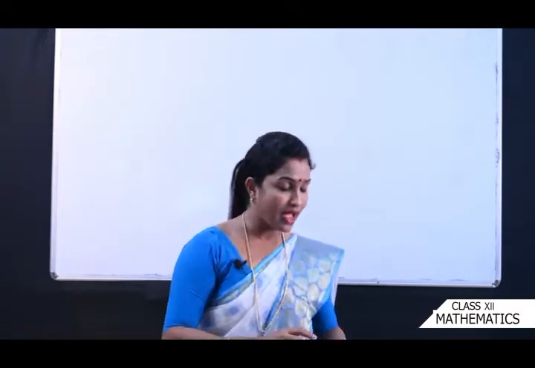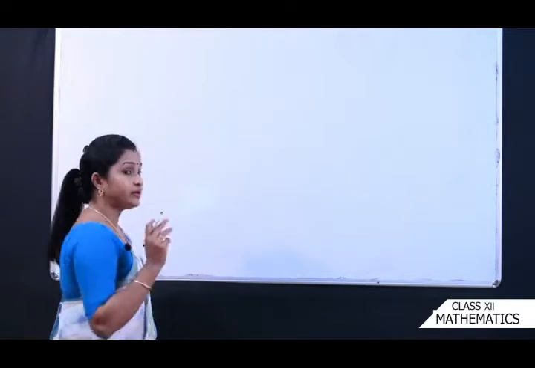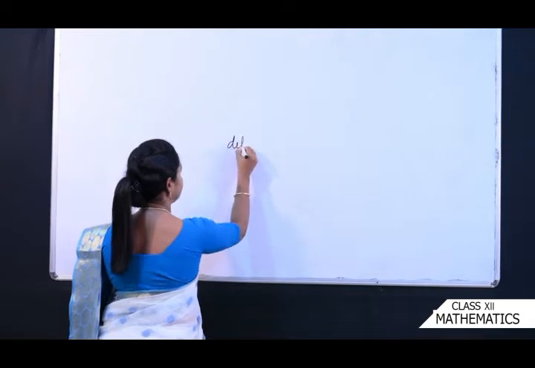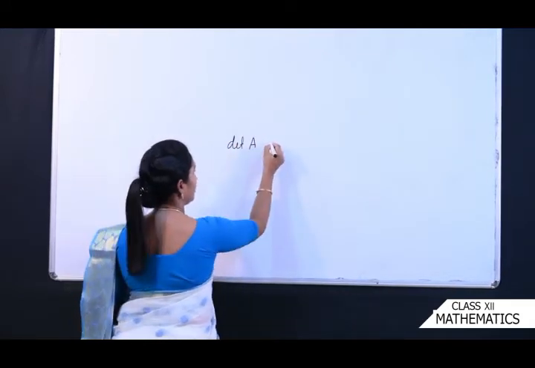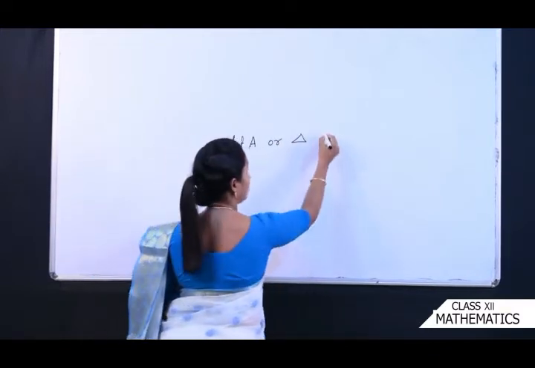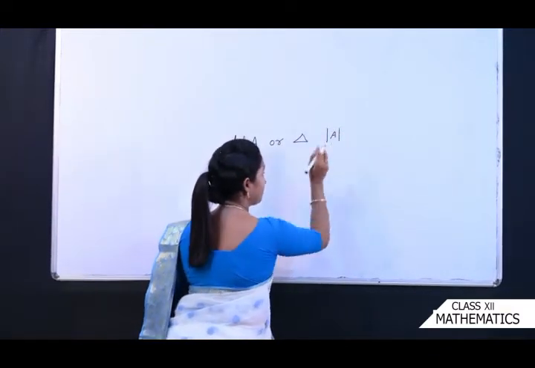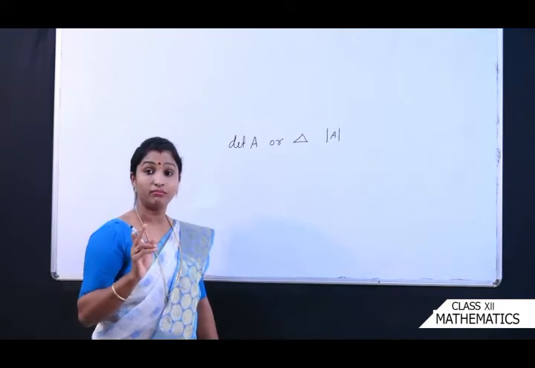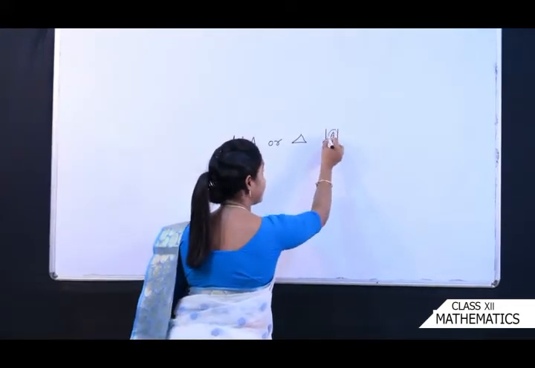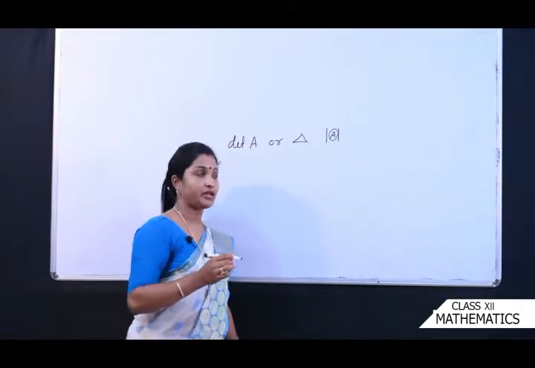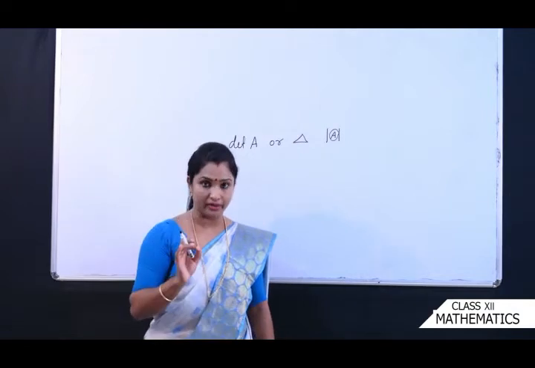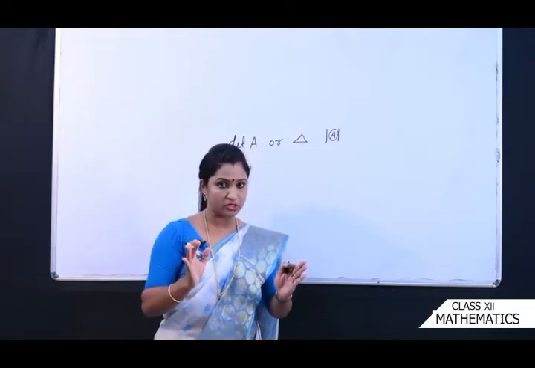Okay, and one more thing I want to tell you, a determinant can be denoted either like this, or this symbol is also used to denote the determinant, or like this. Remember children, this is not your modulus A, this is your determinant A, because A is a matrix. So when A is a matrix and you put a symbol like this, it is not mod A, it is determinant A. Clear? तो determinant आपको समझ में आ गया?